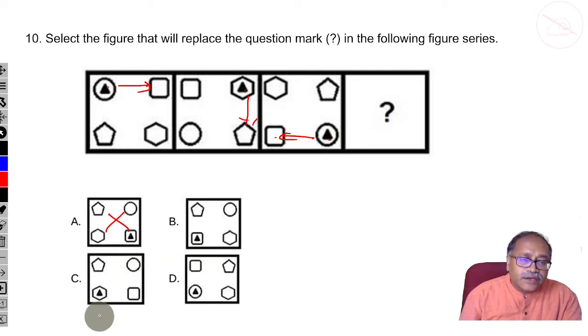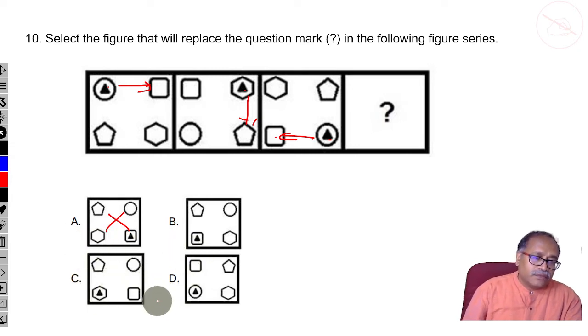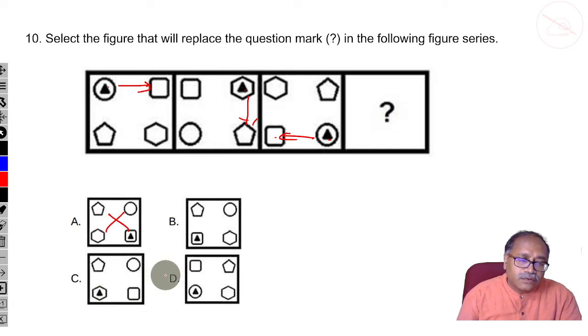Now I can see that A is taken out. Here it is hexagon, I think 2 4 hexagon, here it is circle and here it is square.